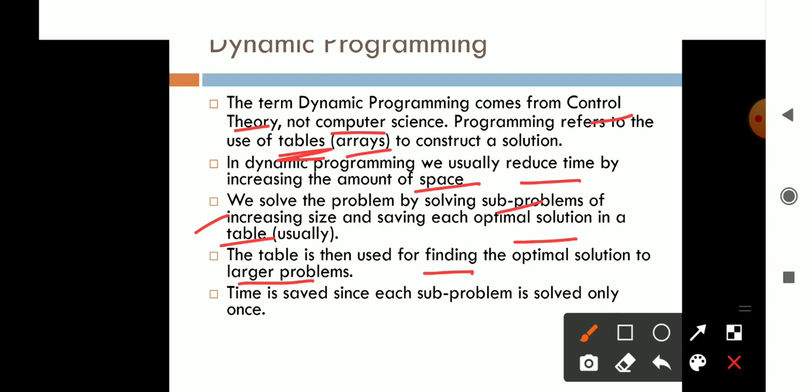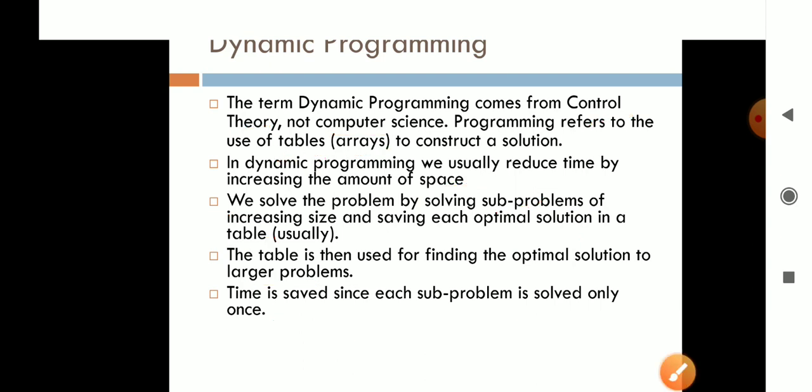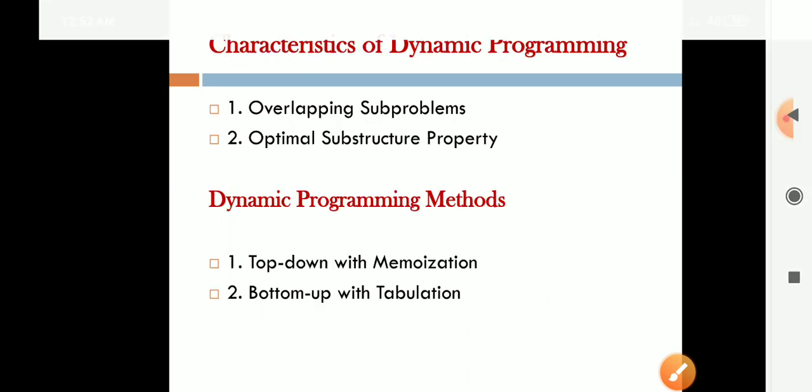Then time is saved since each subproblem is solved only once. So here we are not going to repeatedly solve these problems. We are solving the subproblems only once and we are going to store that in the table. So that is what dynamic programming does: it solves the subproblem only once and reuses it multiple times.